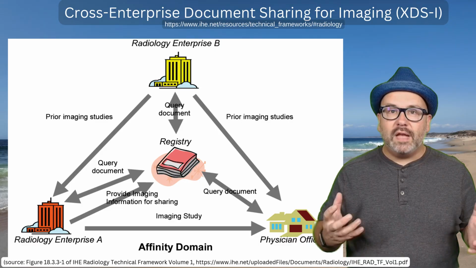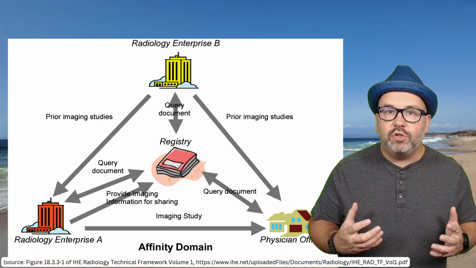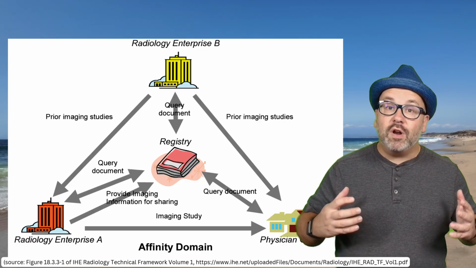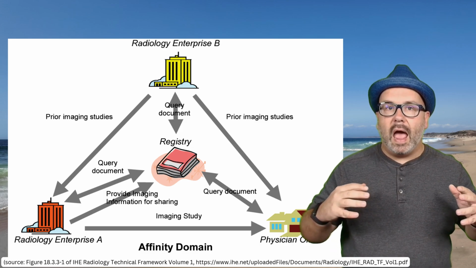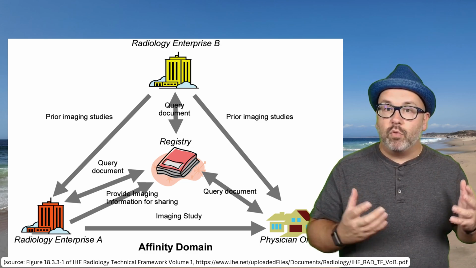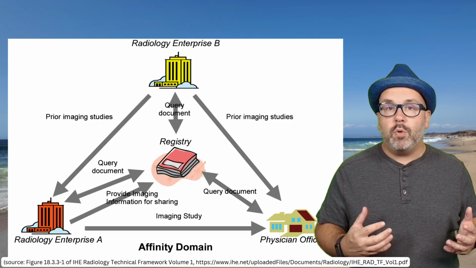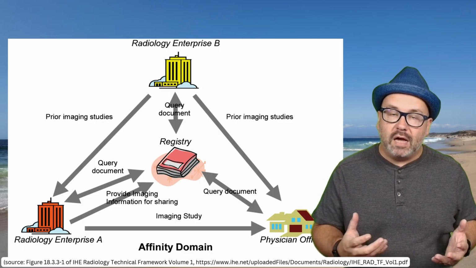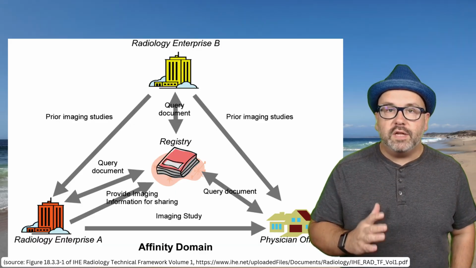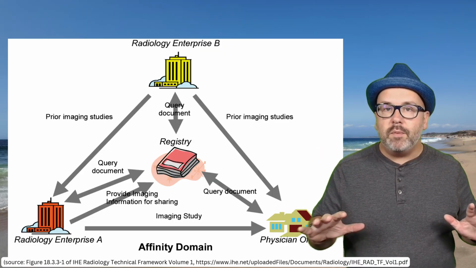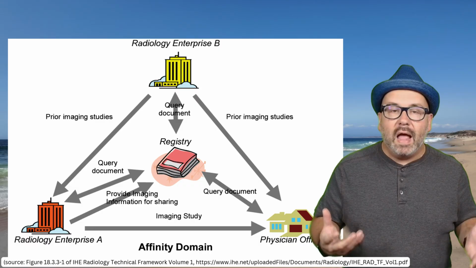So, cross-enterprise document sharing for imaging, or XDS-I, allows us to share imaging amongst different hospital enterprises. So for example, we could access images from a rural community clinic as well as a city hospital. Or perhaps we might have a general hospital and an oncology center where two or more different distinct enterprises have images for my patient, and I don't want to pool them together because they're different legal entities.